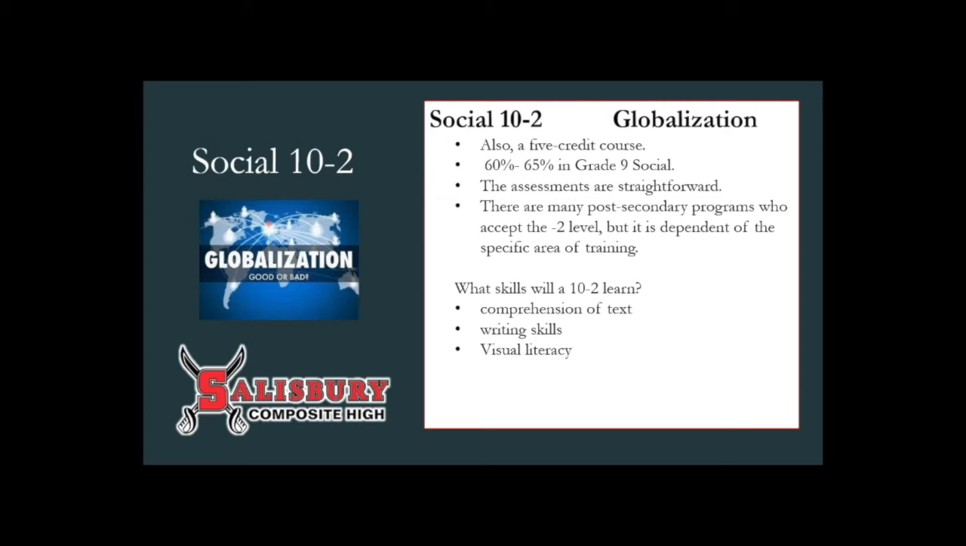The 10-2 program is also very much focused on basic text, comprehension of text, with the idea that if students are picking up on the comprehension of text, they're then eligible or they're then qualified to start looking at text at a much higher level.